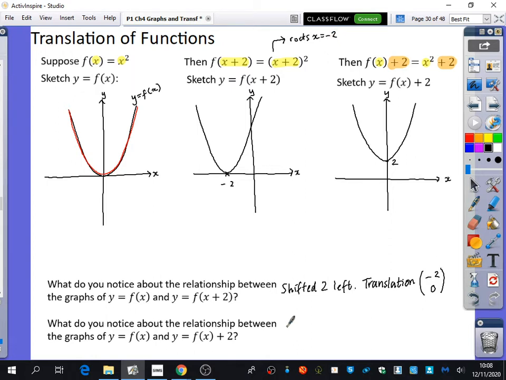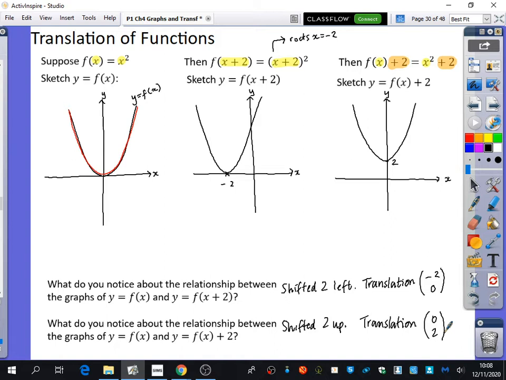Now, this one is also going to be a shift. What do you notice about the relationship between f of x and the one at the end? It's gone up 2. So this one has shifted 2 up, and it is a translation of 0, 2.